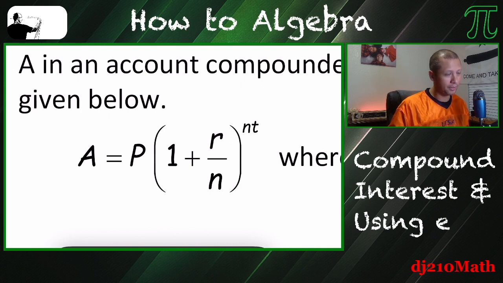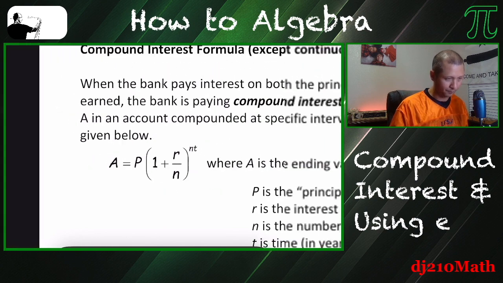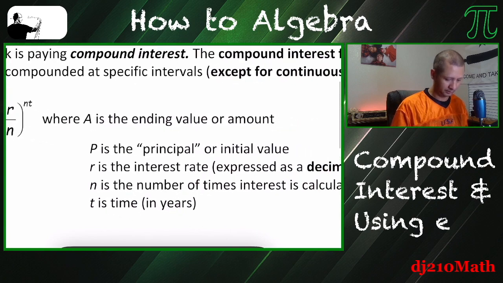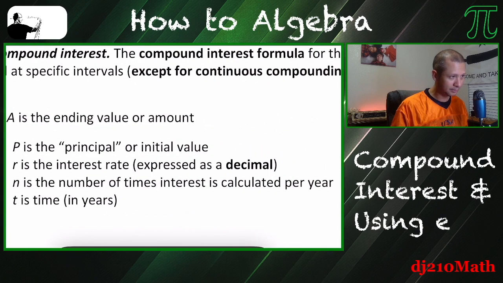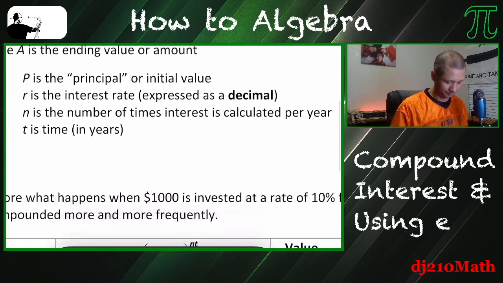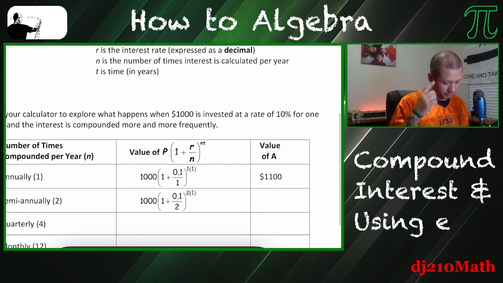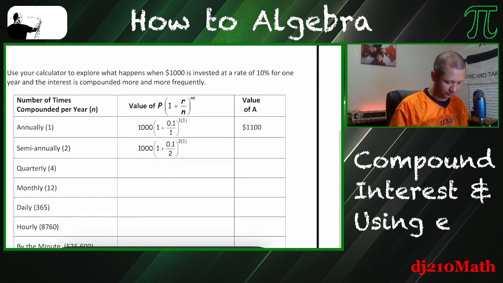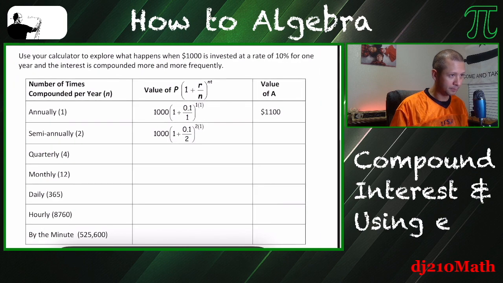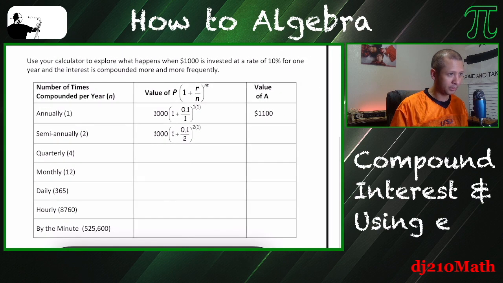And then the number of times it's compounded, there's a list of vocabulary words which we'll go over, but that's your N value. And then T is typically in years. So here is what I just said. A quick exploration: feel free to pause the video and work these out for yourself.